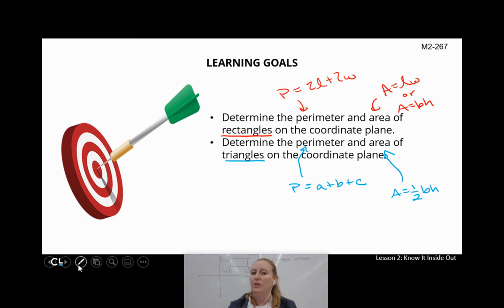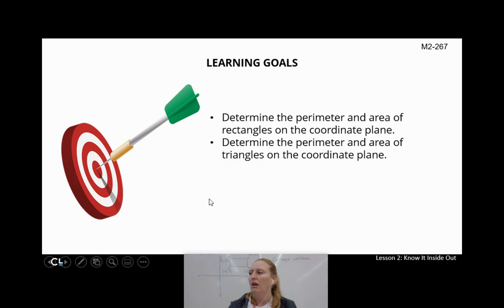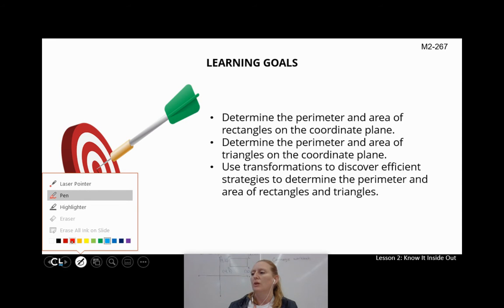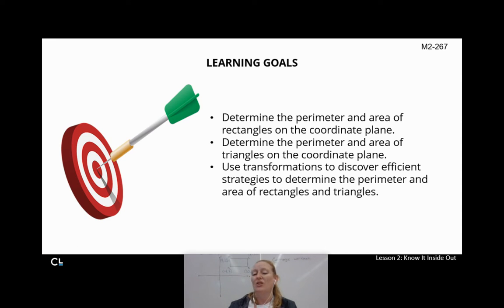I'm going to erase these because I have a little more. You're also going to push us a bit further today. We're going to use transformations to discover efficient strategies to determine the perimeter and area of rectangles and triangles. We're going to see if we shift our shapes around on the graph a little bit, will that make it a little easier to work with?